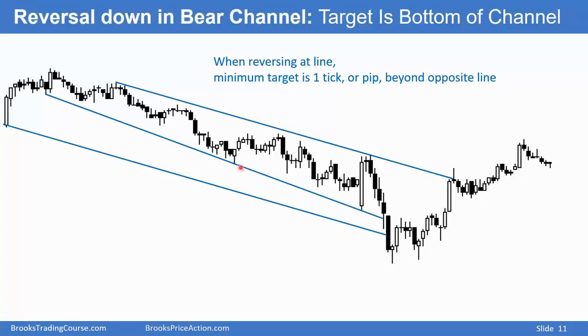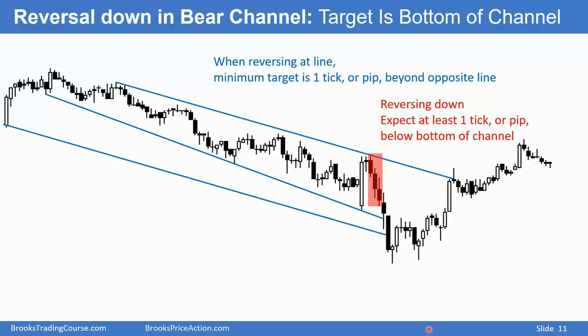Different ways to draw the bottom of this channel. In any case, if the market is reversing up from the bottom of a channel, what's the minimum target? Well, the minimum target is for the market to go at least a little bit above the top of the channel. We're reversing down from the top of the channel. Minimum target is at least a little bit below the bottom of the channel.